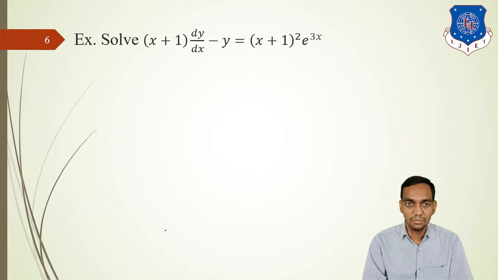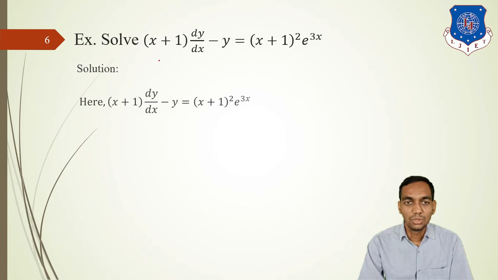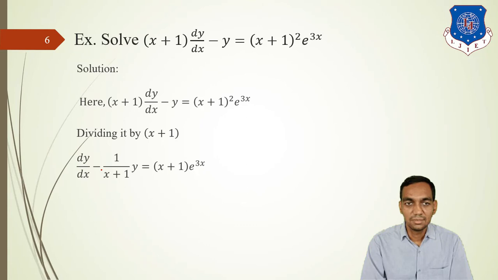In the same manner, we are going with one another example. (x plus 1) dy by dx minus y is equal to (x plus 1) whole square into e raised to 3x. Now see, this is not directly in the form of linear. So we are going to divide it by x plus 1. Dividing it by x plus 1, that will give you dy by dx minus 1 upon x plus 1 into y is equal to (x plus 1) into e raised to 3x.